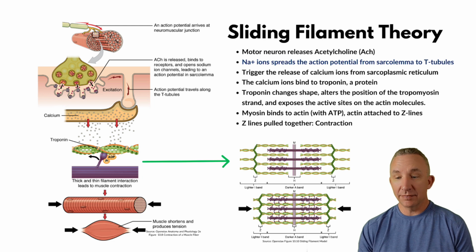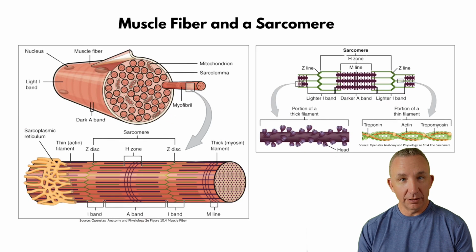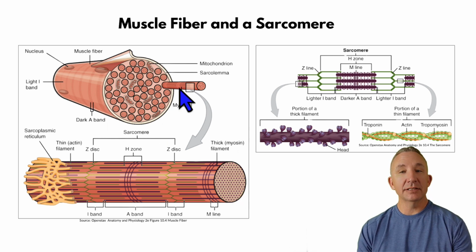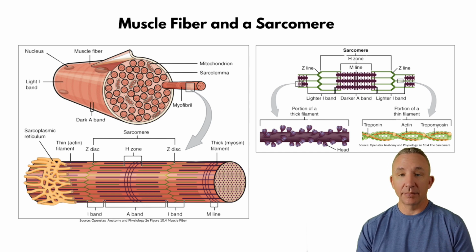Before watching this video, you should have watched a video that talks about the sarcomere, the smallest contractile unit of a muscle, because within a muscle cell, I have these myofibrils that contain about 10,000 sarcomeres that are described from a Z line to a Z line. We're pulling those together to give us some type of force.